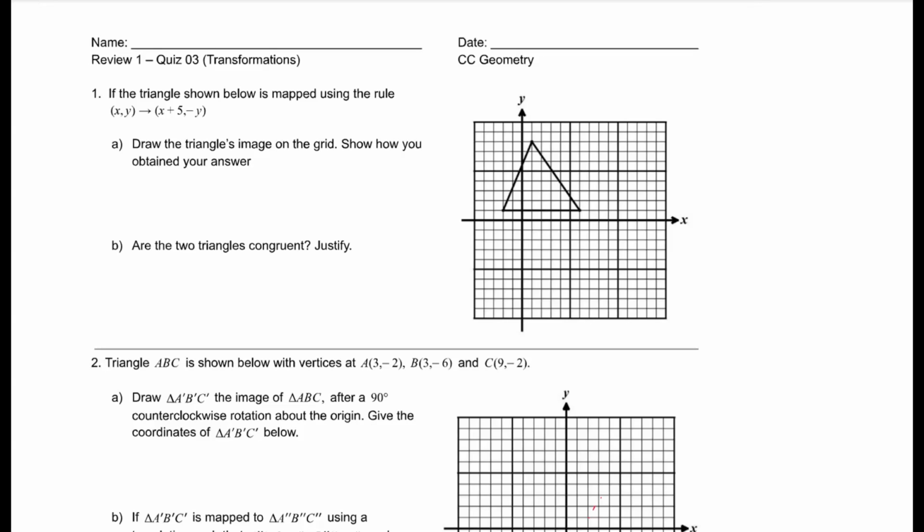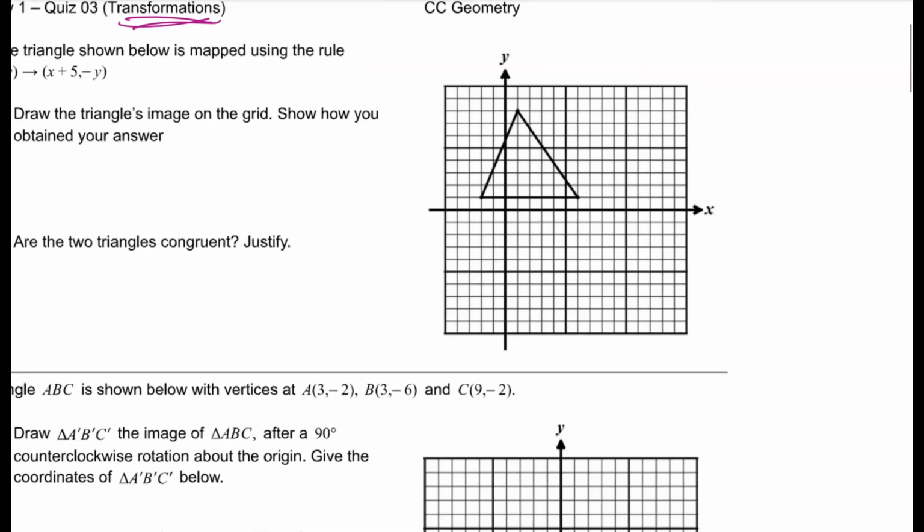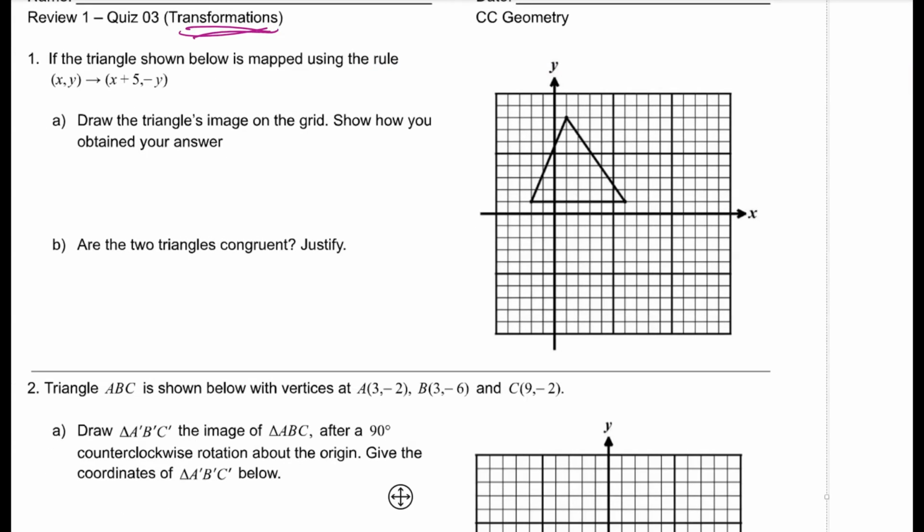In this video, I'm going to go through review 1, our review of transformations both on the coordinate plane and without a grid. So for number 1, if the triangle shown below is mapped using the rule x, y goes to x plus 5, negative y, draw the triangle's image on the grid. So what I'm going to do is start just by figuring out what those points are. If I count the boxes, one of those points is -2, 1. Another one is 6, 1, and the other is 1, 8.